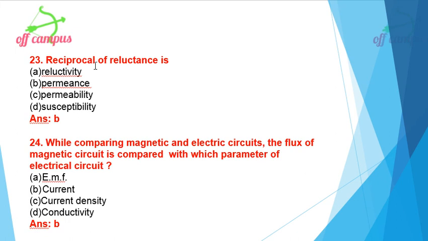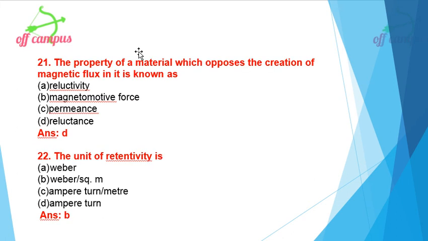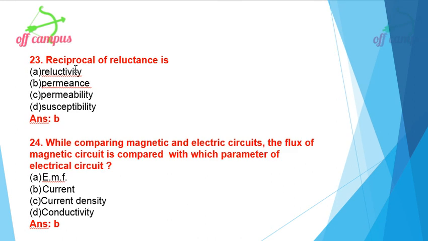Question number 23. Reciprocal of reluctance. Reluctance is the property that opposes the creation of magnetic flux. Here what is given is the reciprocal of reluctance. The options are reluctivity, permeance, permeability, susceptibility. So, reciprocal of reluctance is option B, permeance. Here permeability and permeance are given, but the reciprocal of reluctance is permeance.